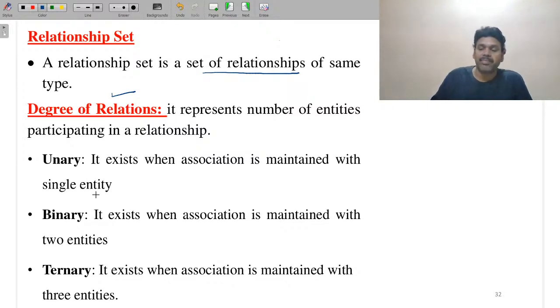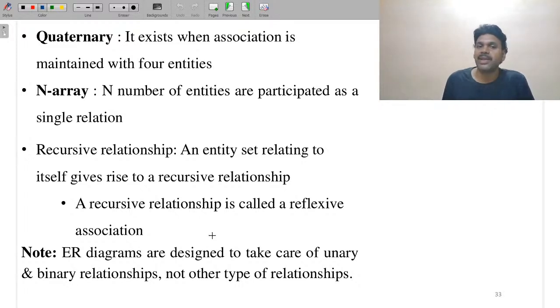What is unary? It can be represented on its own. It's also called self sometimes. And binary requires two entities. Ternary requires 3 entities. Quaternary requires 4 entities. N-ary can be anything.